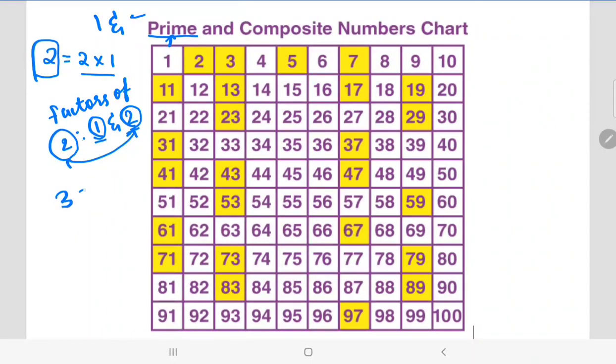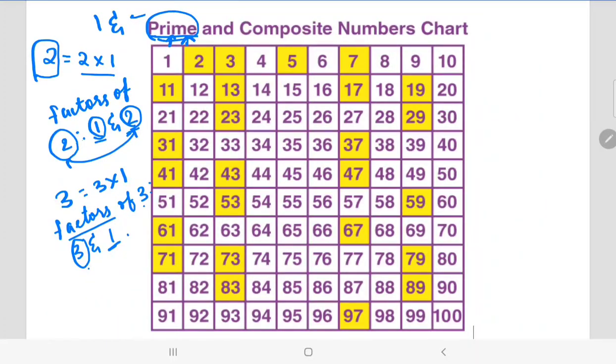For example, if we take 3, we can write 3 as 3 into 1. Here, the factors of 3 are 3 and 1. So the number itself is a factor and 1 is a factor. So I can also say 3 is a prime number. Any number that has 1 and the number itself as its factors is known as a prime number.